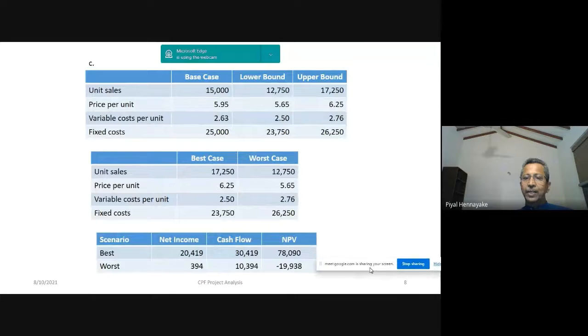I have not given the workings. Best case cash flow is this. NPV is 78,000 for the best case, minus 19,938 for the worst case. The calculation is the same as the previous ones. If any one of you has a problem with the calculation, ask.